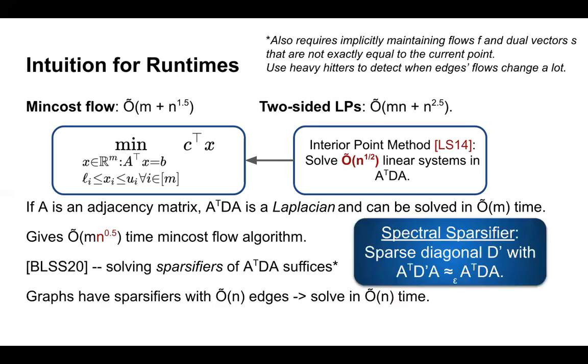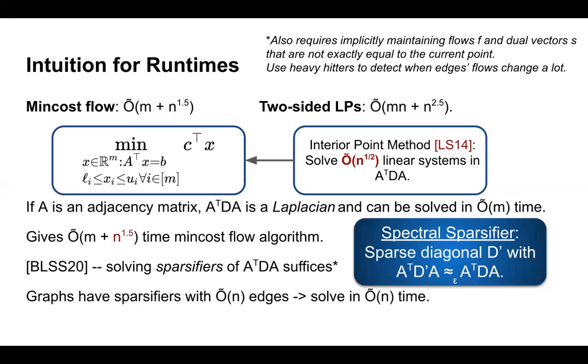What we instead need to argue is that we don't need to solve the full Laplacian matrix. Instead, we can use an approximation, a sparsifier of it, and that's actually sufficient. The sparsifier has n edges, so you can solve it in n time up to logs. Plugging this in is where you change that m to an n, and our runtime is m plus n to the 1.5.